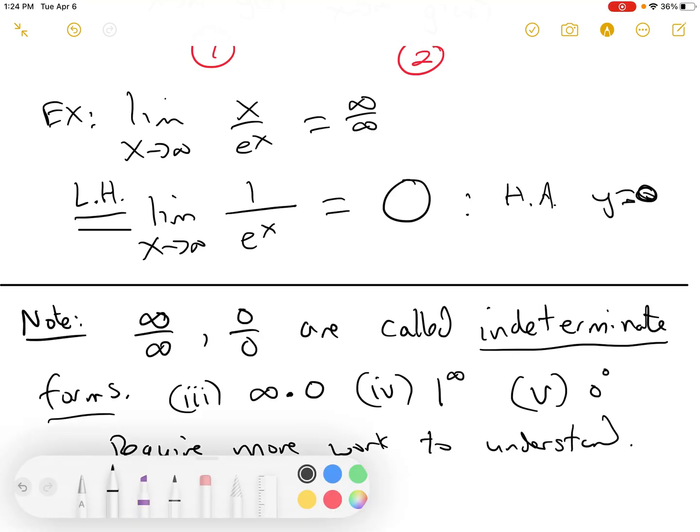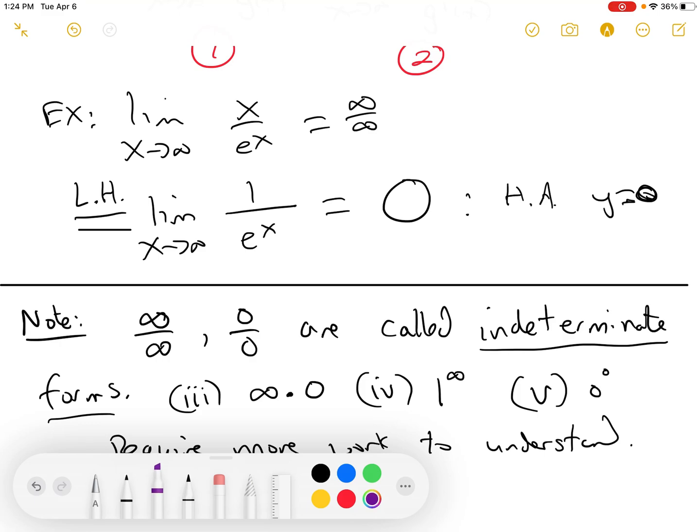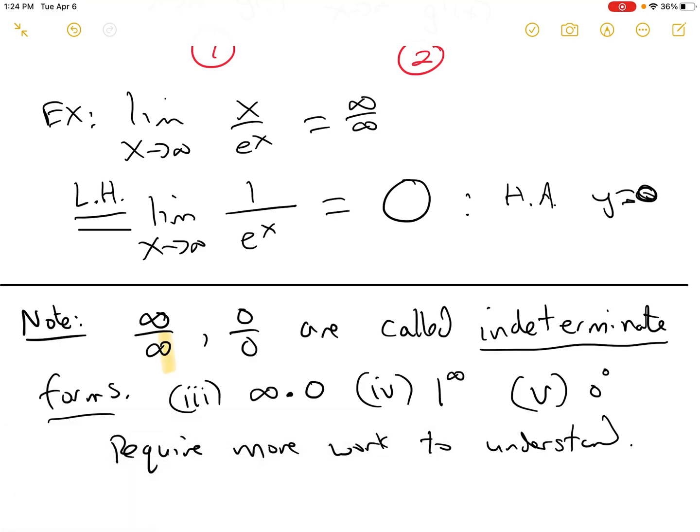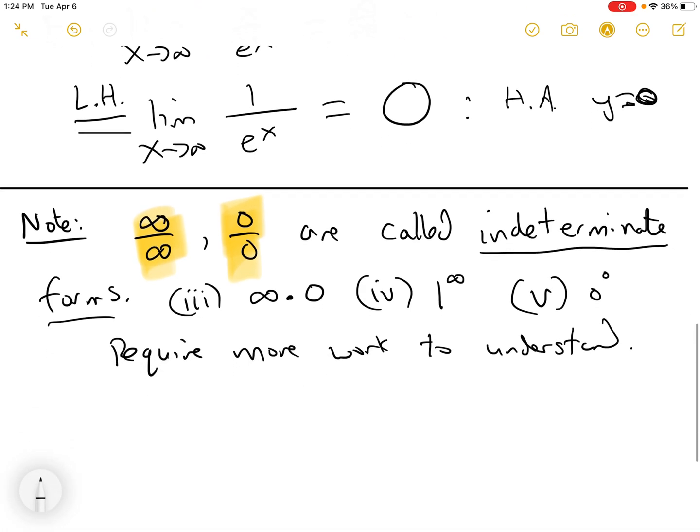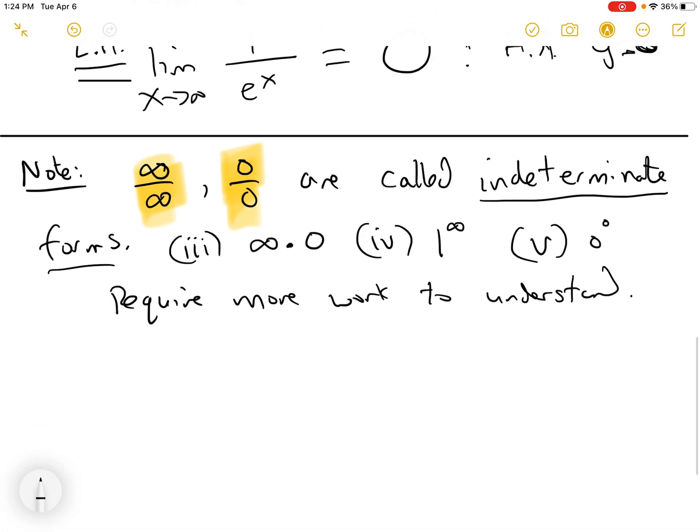The two biggies, though, are this guy, because this allows you to use L'Hopital's rule. Okay. That's it. That's really the whole lesson. If you get infinity over infinity, take derivatives. Oh, and this is key.